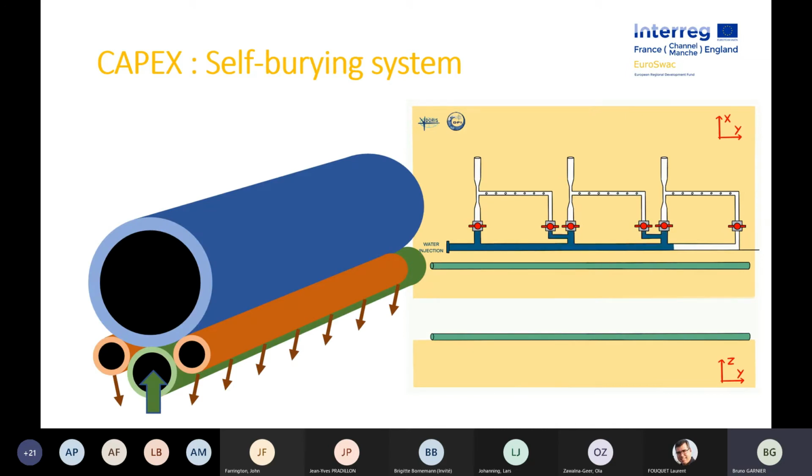Then the self-burying system. You can see that under the pipe there are three little pipes. One that is intaking a mix of water and sand, and two that are injecting high pressure water in order to soften the sand. On the right of the screen, you can see an animation of how it works with the valves.